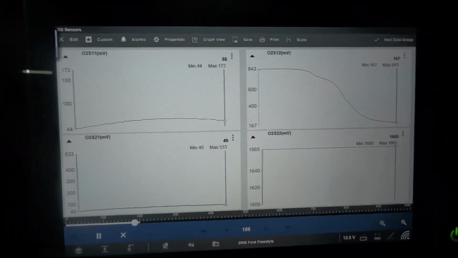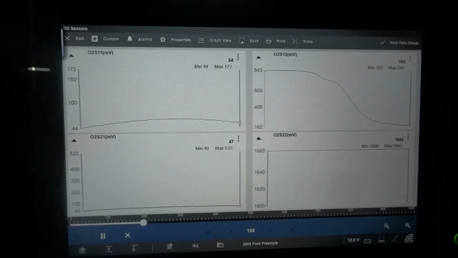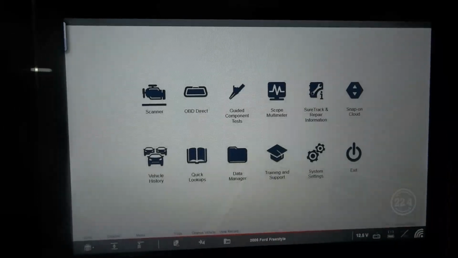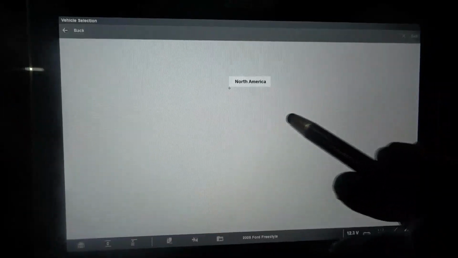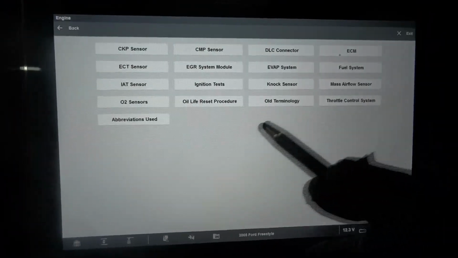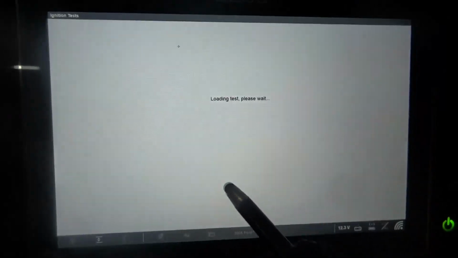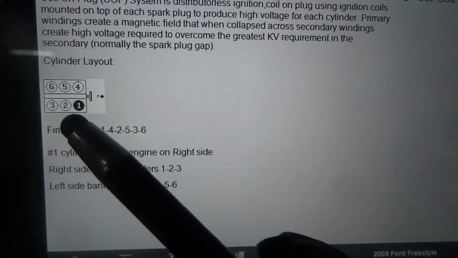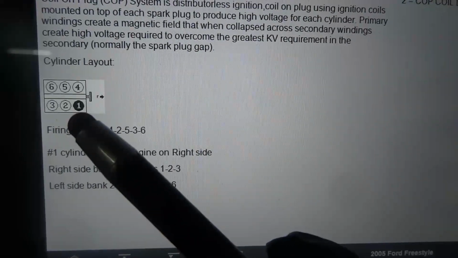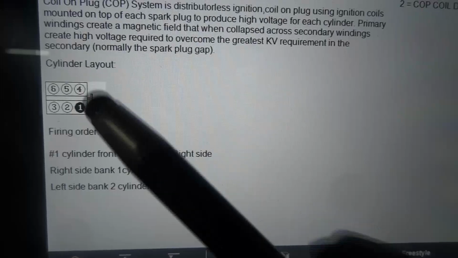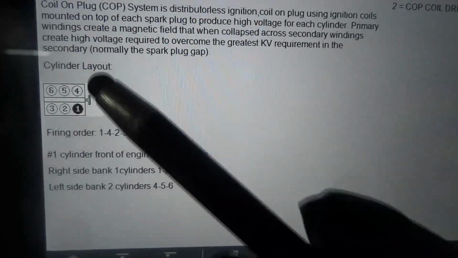So now let's figure out where bank 2 is so we can go test this sensor. So we're gonna back out, added component test so we can figure out which bank is bank 2. So let's go to engine. So this is pretty straightforward and pretty easy, guys. So right there, here is our cylinder layout. So bank 1 is going to be the bank against the firewall, and then bank 2 is going to be the bank in front of the vehicle, okay, next to the front of the vehicle.